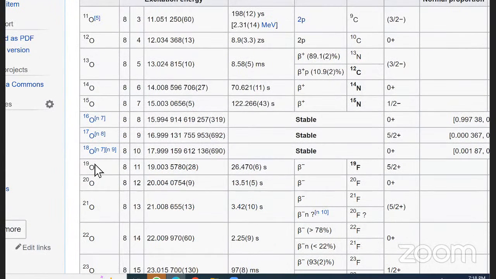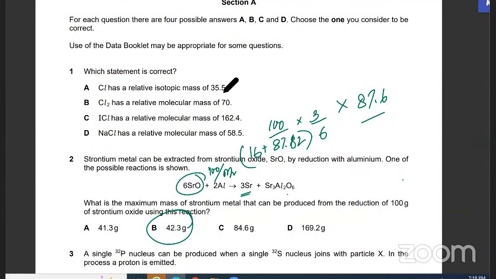Yes, sir. And mass, remember, is always given to decimal places because it depends on the accuracy of the device. So the point is, you can't have 35.5. You can get 35.5 if you take the average of the isotopes. So that is known as the atomic mass. But the isotopic mass is usually very close to a whole number value.